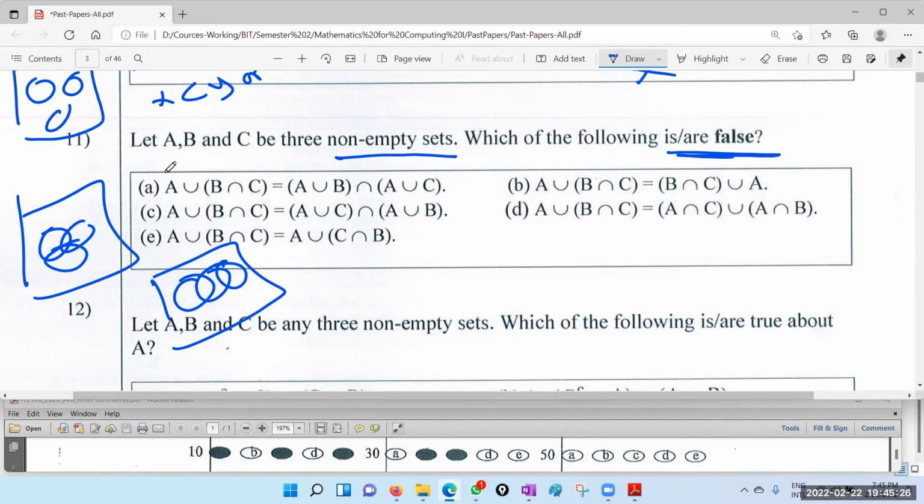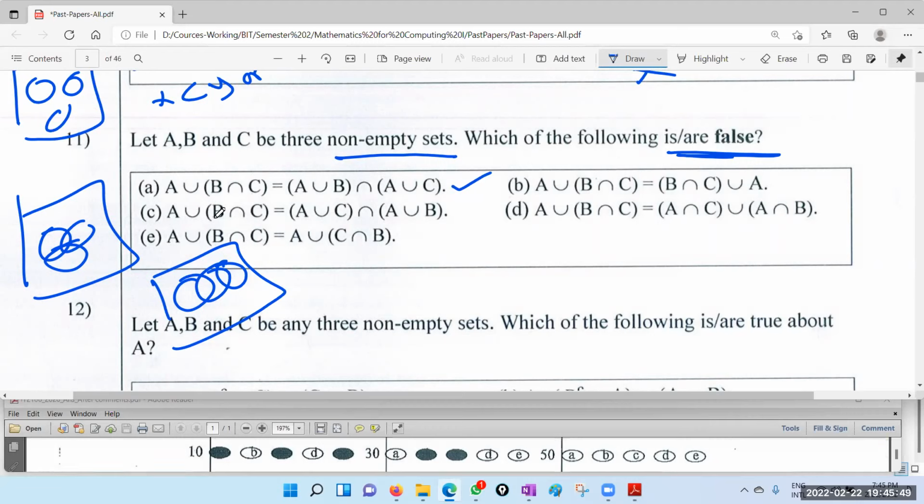So A union (B intersection C) is what? (A union B) intersection (A union C). Right. So this is a general statement. A union (B intersection C) is (A union B) intersection (A union C). That is one of the set rules. So set rules are true. So therefore this is true. What we need is false.